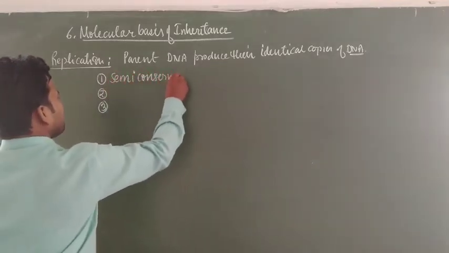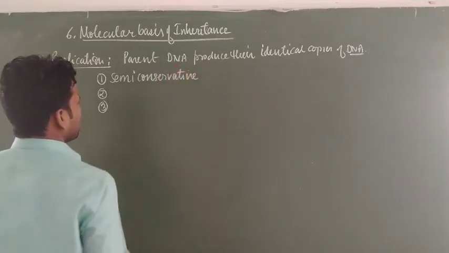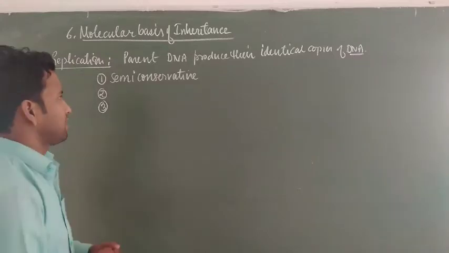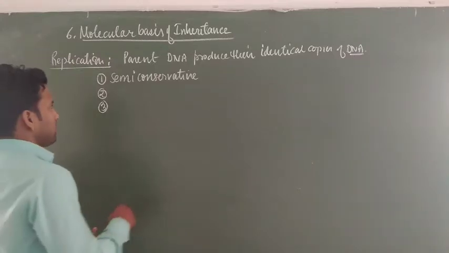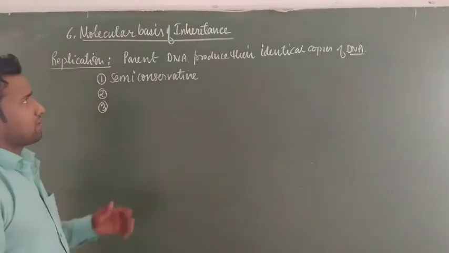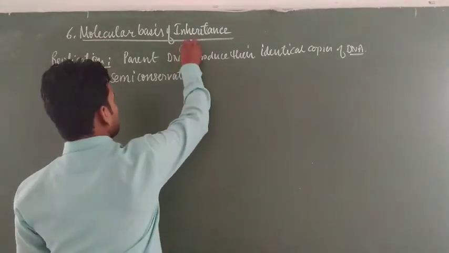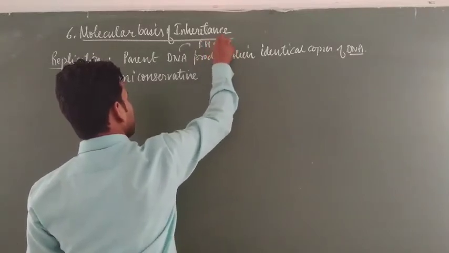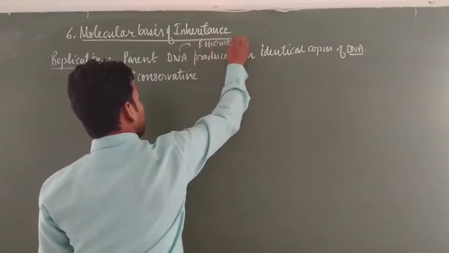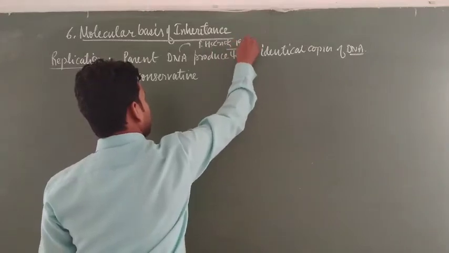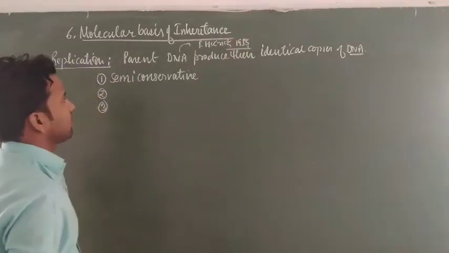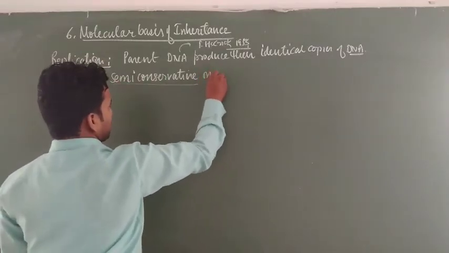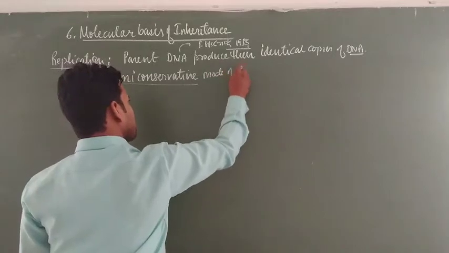In the previous class I already told you that replication takes place in which step of the cell cycle, that is the S phase. Okay, who discovered the replication process? Replication was generally discovered by Watson and Crick in 1953. This is a type of replication, the semi-conservative mode of replication.